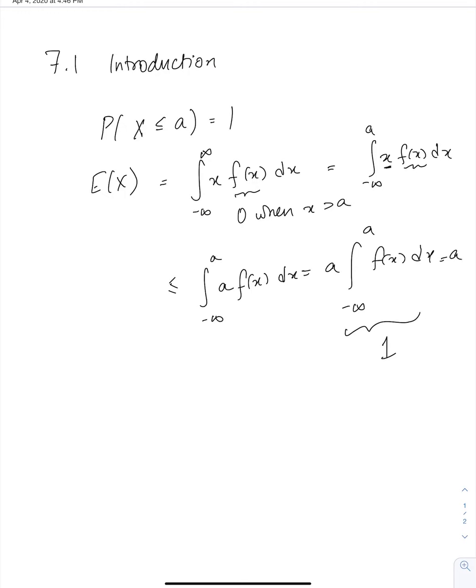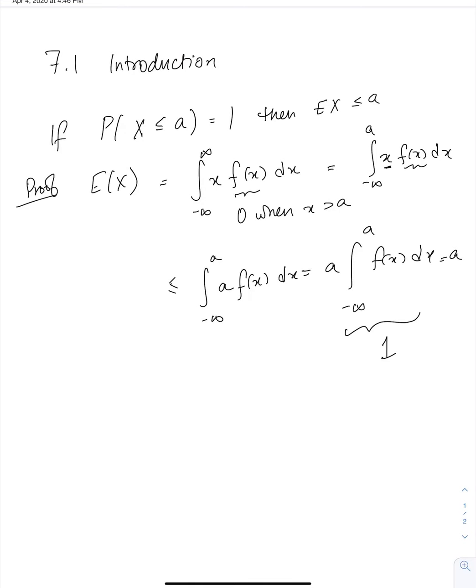So this is a. So you have that if the probability of x less than or equal to a is 1, so that's with probability 1 x is less than or equal to a, then you have that the expected value of x is also less than or equal to a, as you would expect.